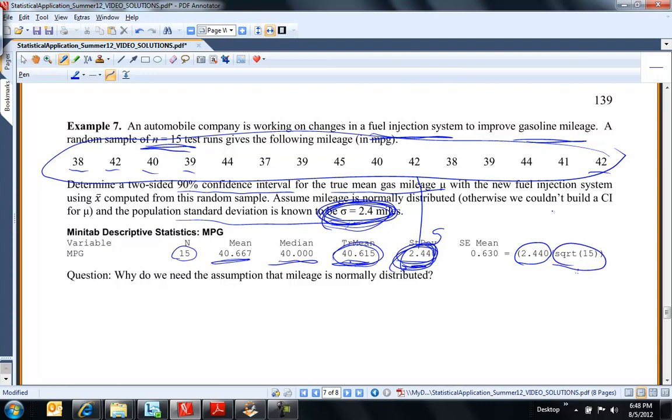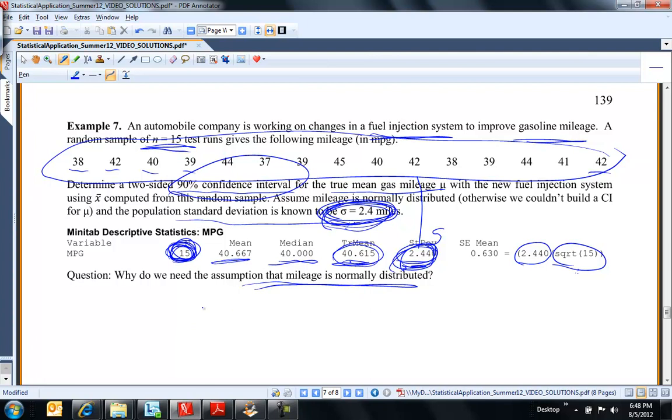So anyway, what do I want to do here? 90% confidence interval. Assume mileage is normally distributed. The reason I'm doing this is I have a small sample size of 15. If your mileage wasn't already normally distributed, I really can't call the central limit theorem into play with 15. Probably at 15 you would be okay, but technically, if you start with normal, you know you're normal. But in general, if I didn't have this sentence in, it would maybe not be too truthful to build this confidence interval. So that's why I need the assumption of normality, because I can't call in the central limit theorem.